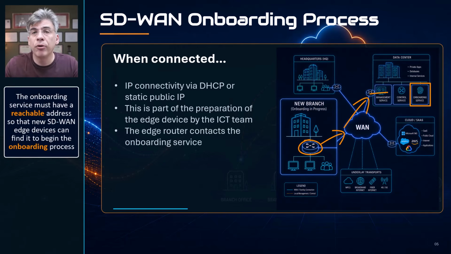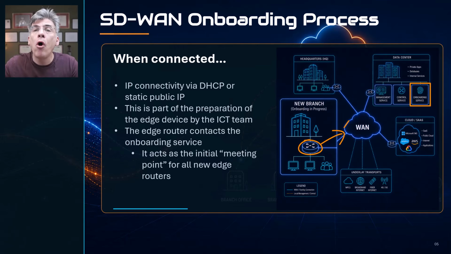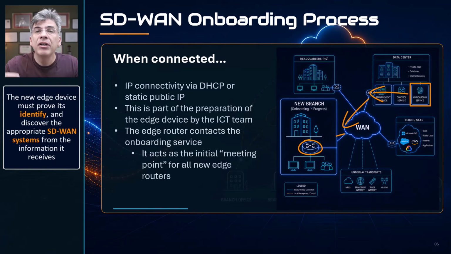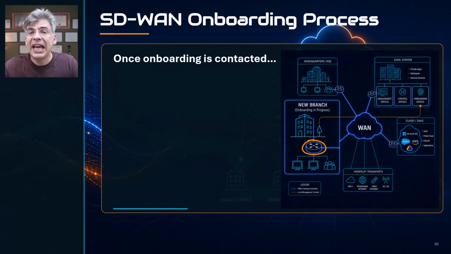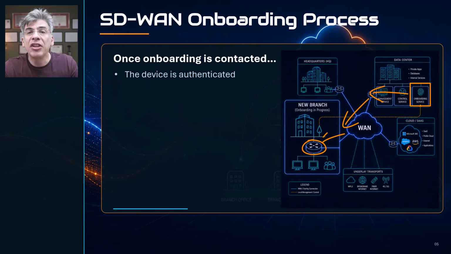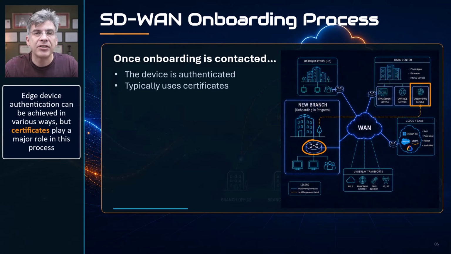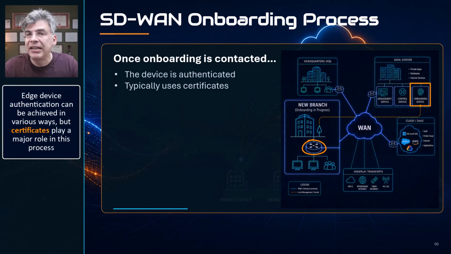It then contacts the onboarding or orchestration service, and this service acts as the initial meeting point for all new Edge devices. Its job is to help the new device join the SD-WAN fabric securely. The Edge device must prove its identity and discover the correct SD-WAN systems. Once the WAN Edge device reaches and communicates with this onboarding service, the device must be authenticated. Now, this can be achieved in various ways, but most vendors will include the use of certificates for authentication. It's among the most secure as well as the most automated methods.